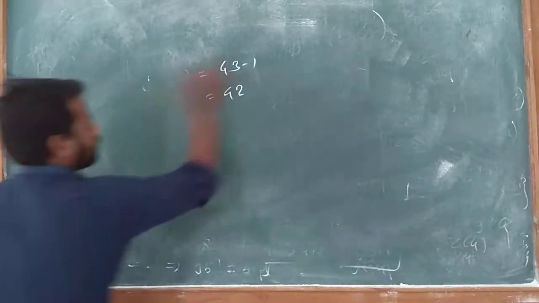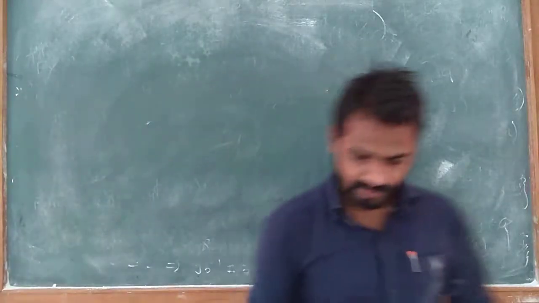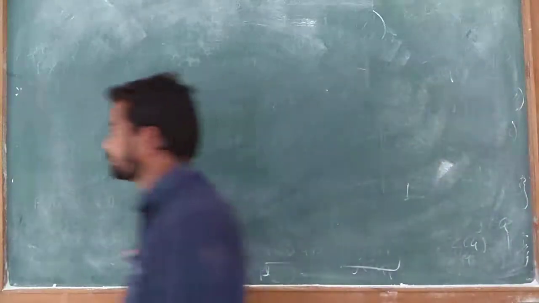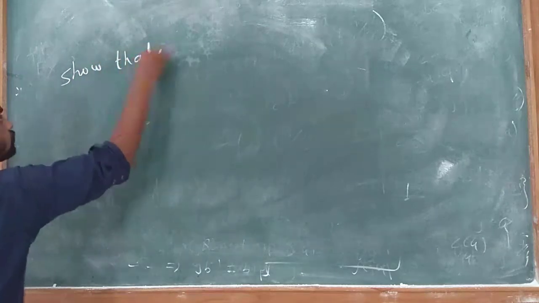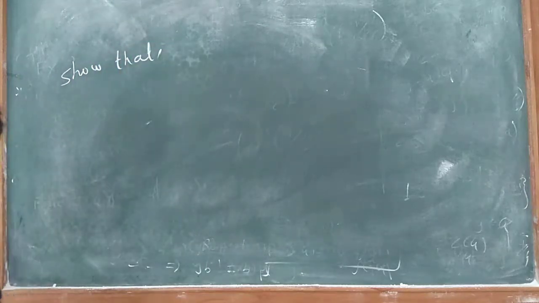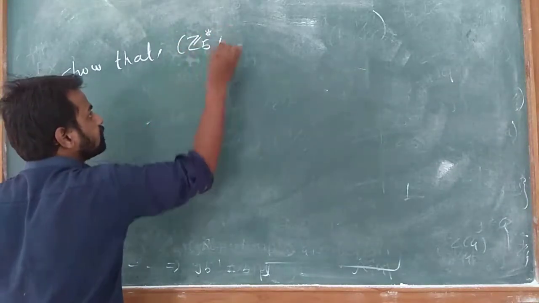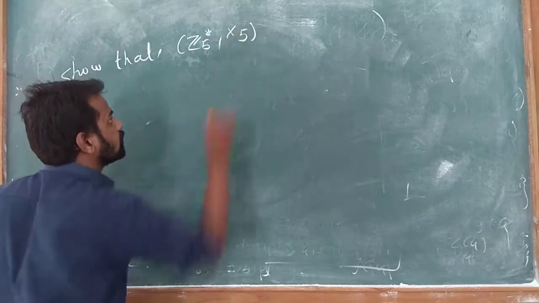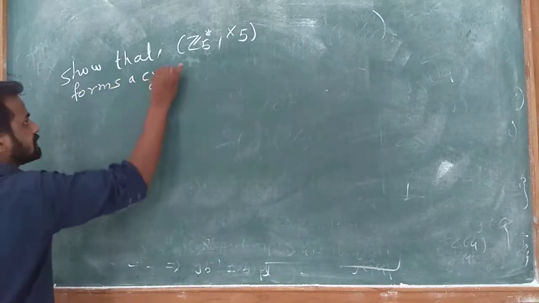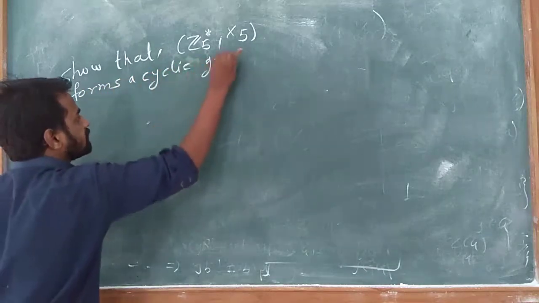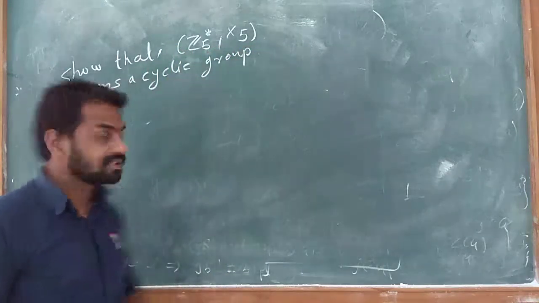Now, example: show that Z5 star under multiplication forms a cyclic group. We have to show that this set forms a group and that this is a cyclic group.